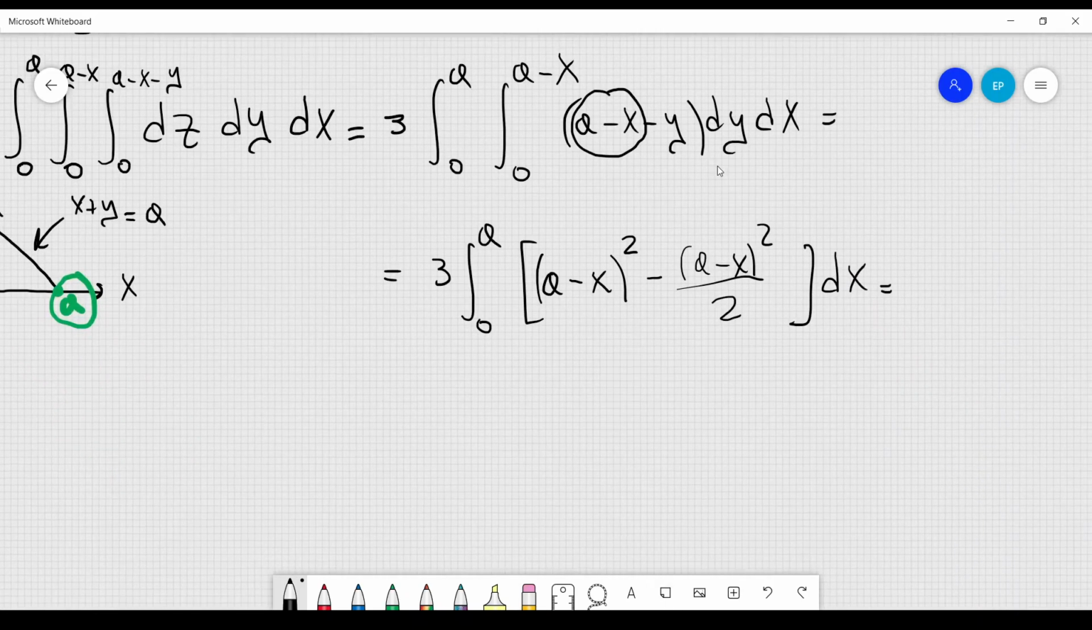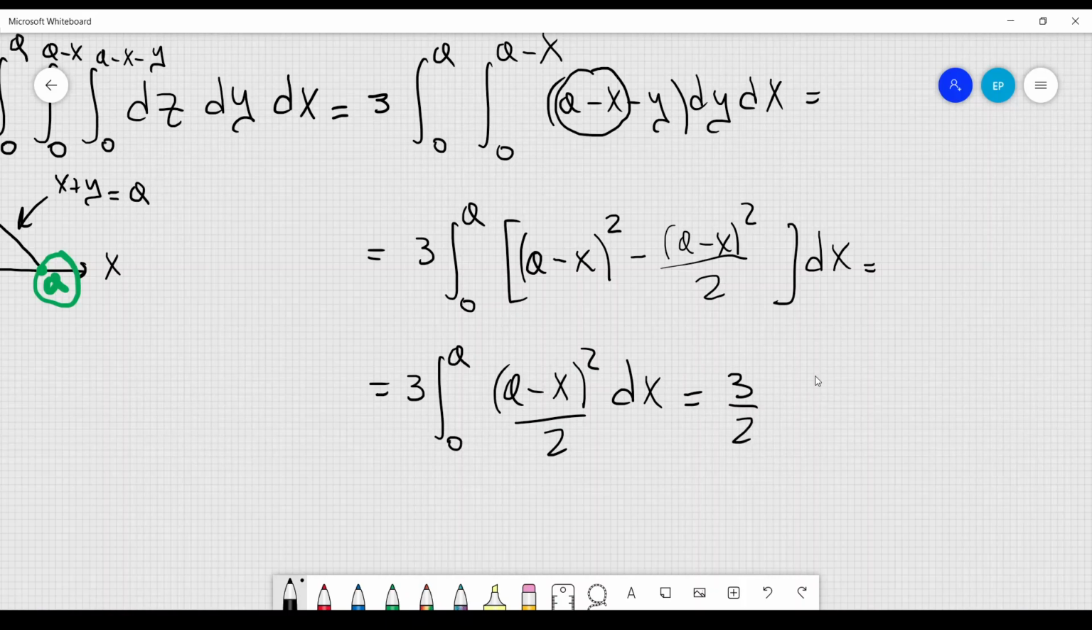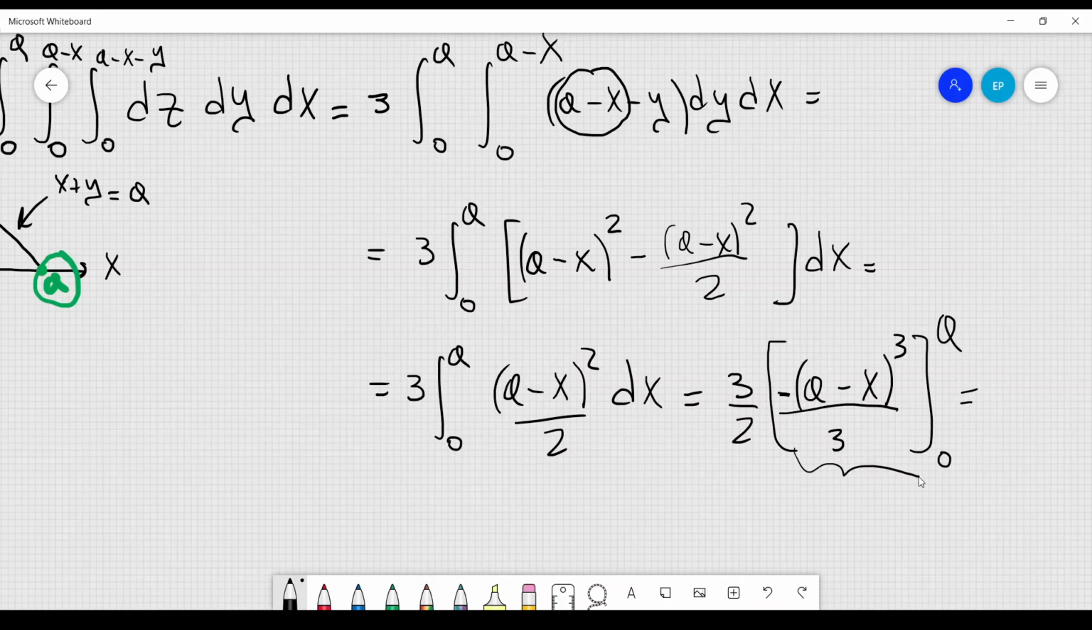And this is a simple integral because it's just 3 times the integral from 0 to a of a minus x squared divided by 2 dx, and this will just give me 3 over 2 times a minus x to the third power with a minus sign divided by 3. And I have to evaluate it between 0 and a, but this thing here will just give me a cubed over 3, so I will get a cubed over 2 as a result. And if you recall, this is the same result that we got last time.